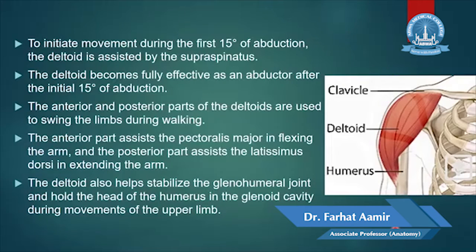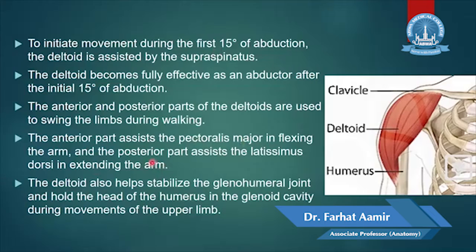To initiate the movement during the first 15% of the abduction, the deltoid is assisted by supraspinatus. Remember this thing? First 15% of the abduction is the function of supraspinatus. The deltoid becomes fully effective as an abductor after the initial 15% of the abduction done by the supraspinatus. The anterior and the posterior parts of the deltoid are used to swing the limbs during walking. The anterior part assists the pectoralis major in flexing the arm, and the posterior part assists the latissimus dorsi in extending the arm.